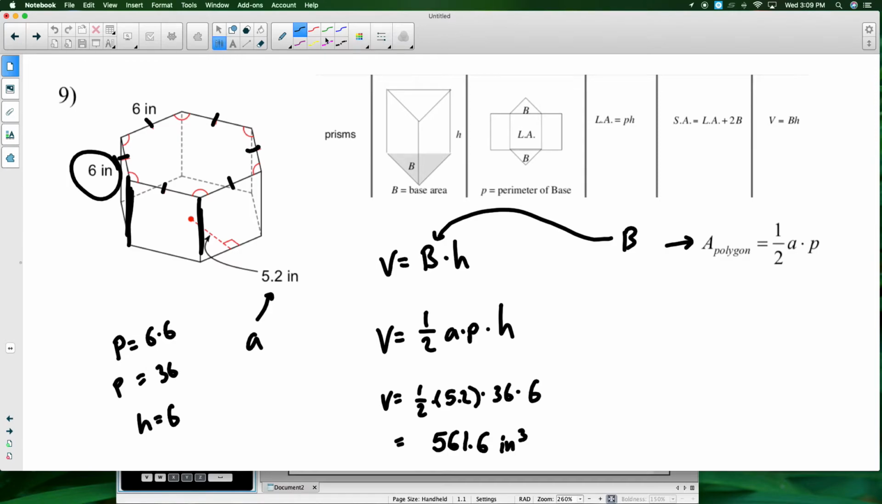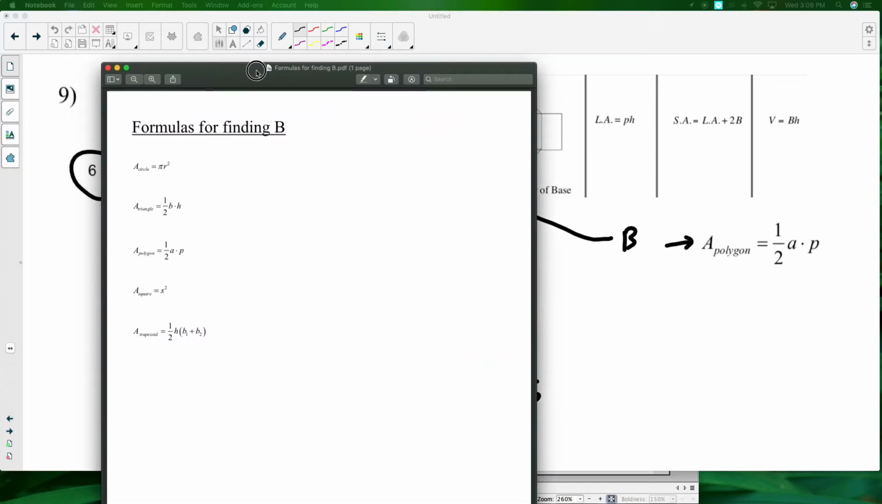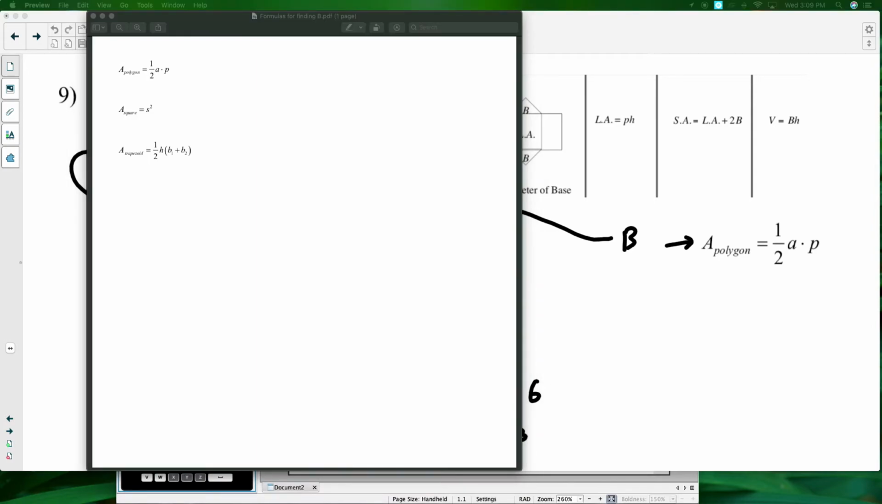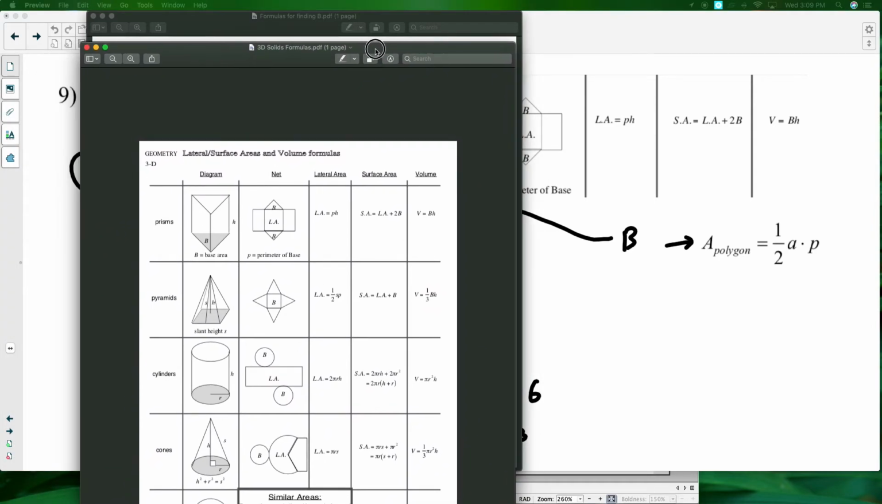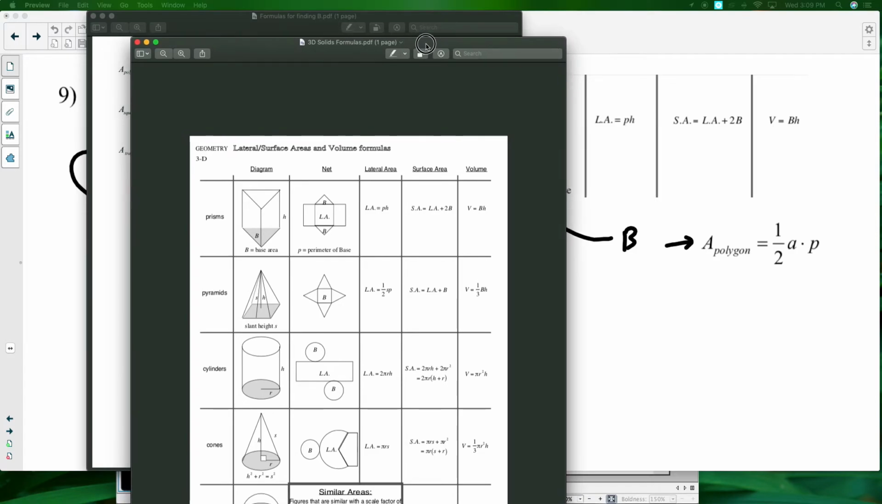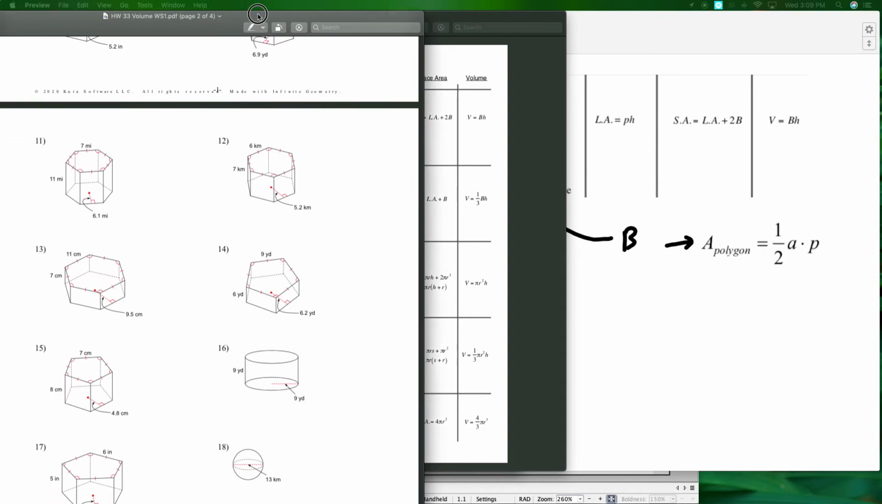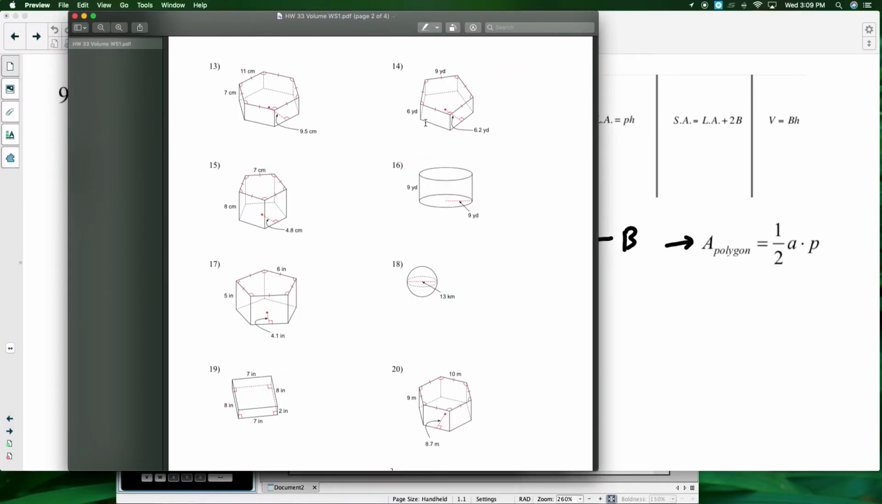I did want to mention, I did post this document. Here's a formula sheet for capital B. And if you lost your original formula sheet for surface area and volume, that's also on the website. You'll also find this homework 33 on the website and on the Google Classroom.